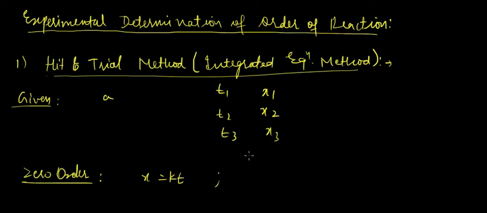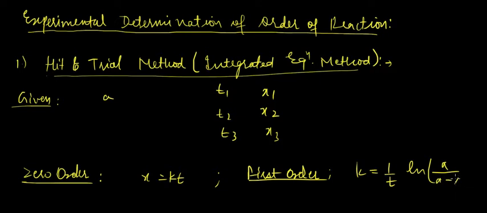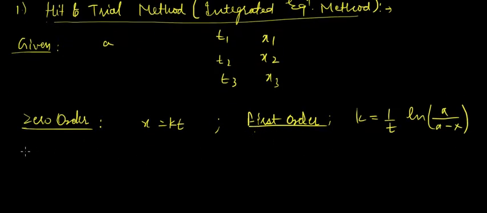And if it's a first order reaction, we would have k equals 1 by t ln a upon a minus x.